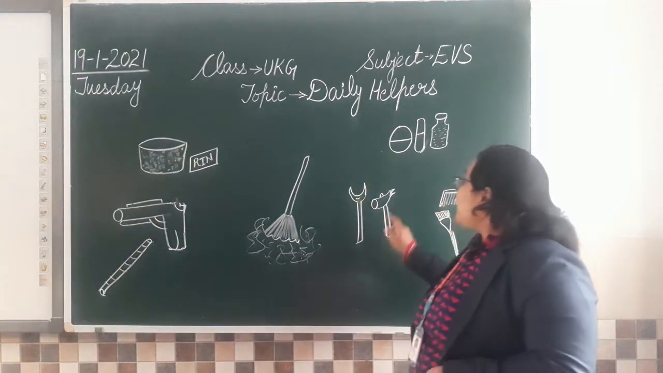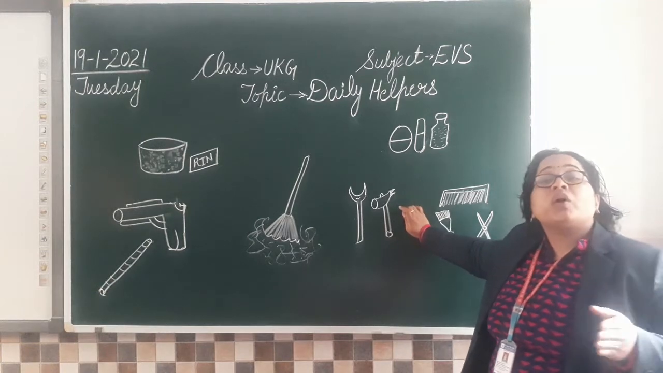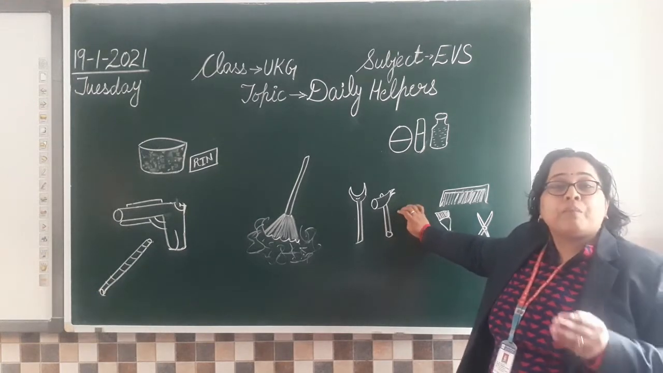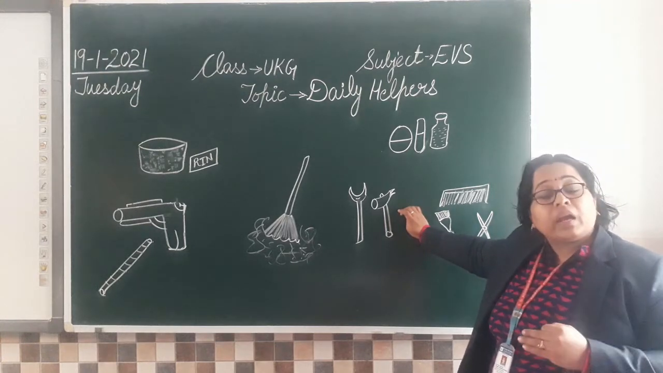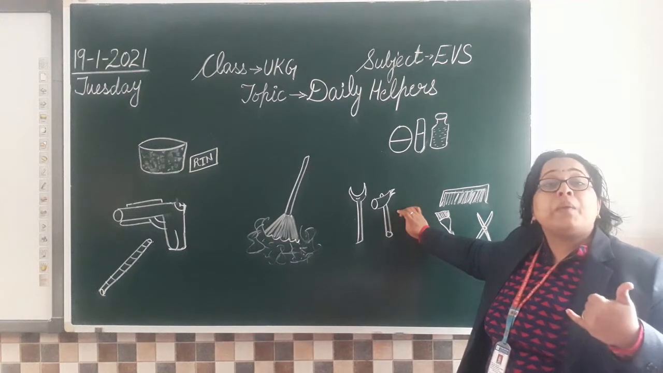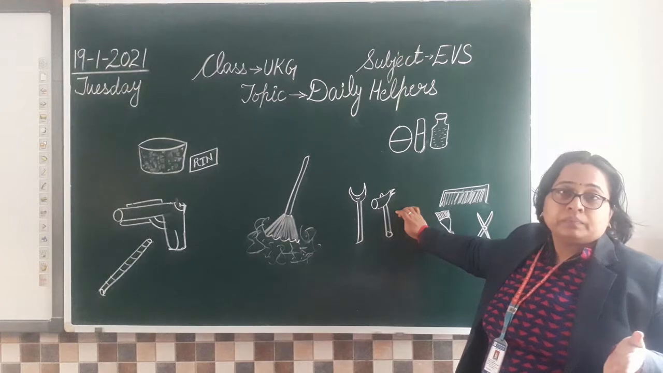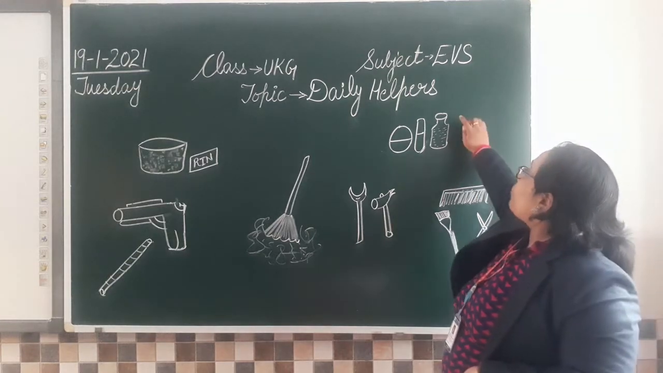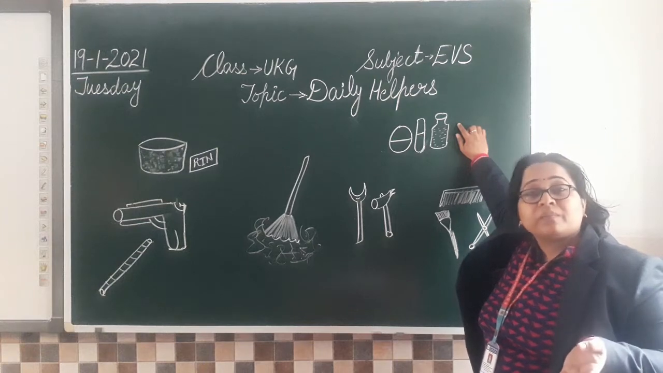Then we have plumber. Who is a plumber? The one who fix your taps. आपकी कोई टैप खराब हो गई है, किसी टैप में वाटर नहीं आ रहा है या कोई टैप लीक कर रही है, you have to get it repaired. Now to whom you will call? You will call a plumber. जो अंकल टैप रिपेयर करने आते हैं, we call them plumber. ठीक है?